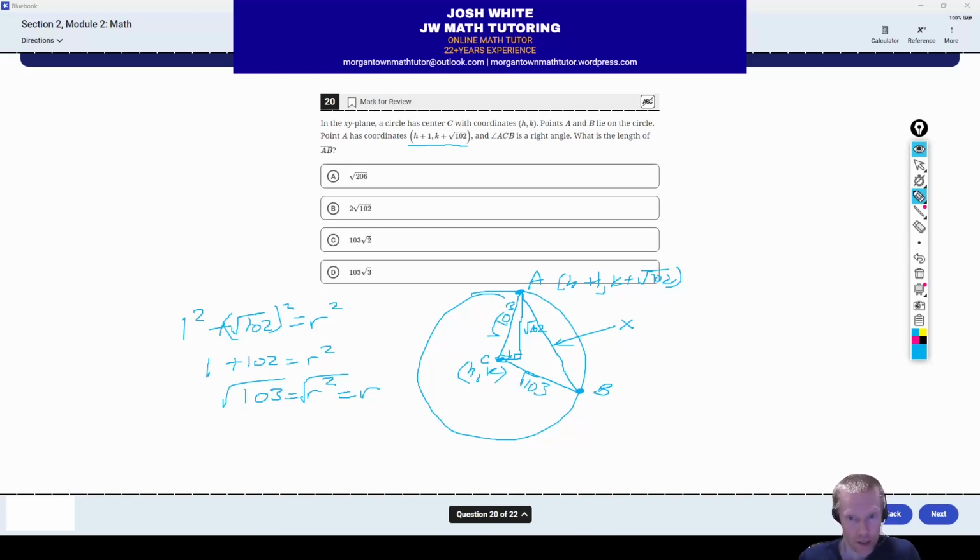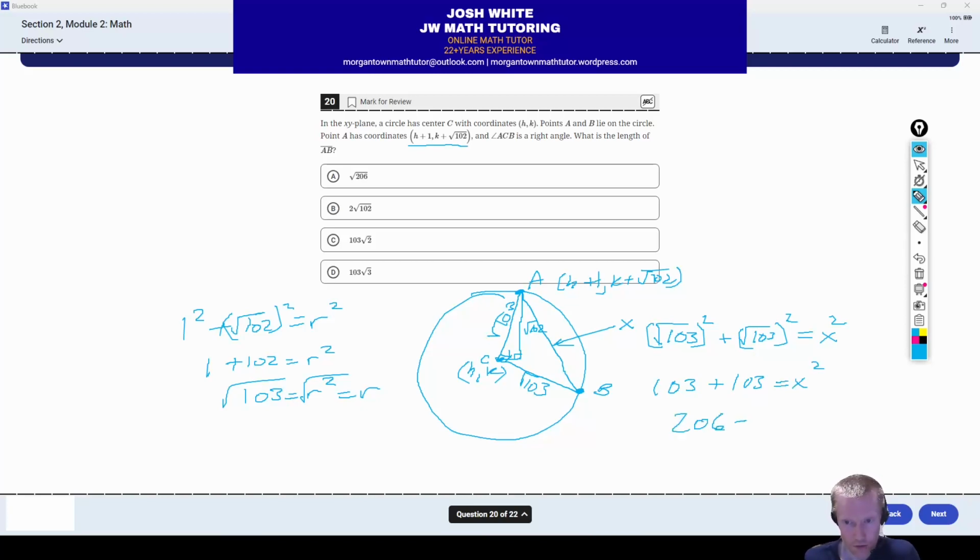Now, to find the line segment AB, i.e. the hypotenuse of this right triangle, there's two ways you could do it. First, we could do Pythagorean theorem. I'll show that method, and then second, I'll talk about a shorter way you could do it. So it's going to be root 103 squared plus root 103 squared equals, again, I called this x, so we'll just call it x squared. Root 103 squared, that's just 103. Root 103 squared, that's just 103. That's equal to x squared.